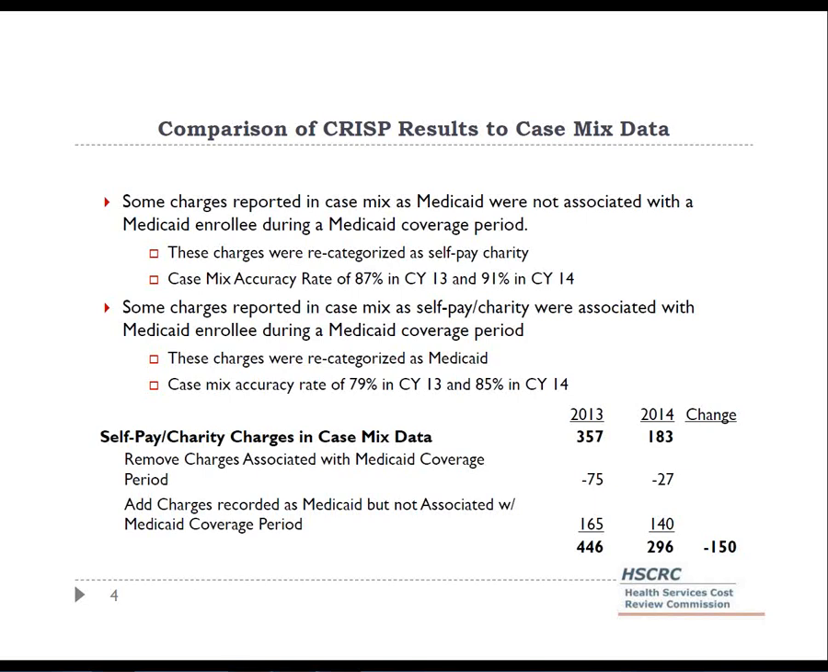So basically, the top line there corresponds to the 4% and 1%. Right. Well, this is the total self-pay charity identified in our data. The 4%, 1% really corresponds more to the 75 million and the 27 million. Oh, okay.